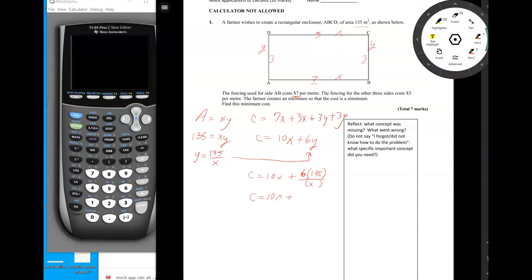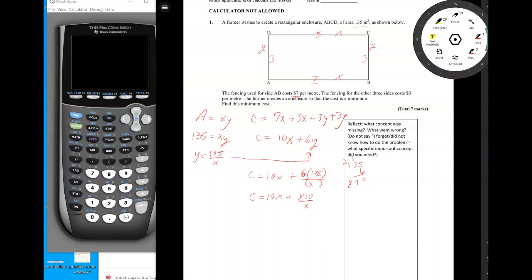Remember, we're not allowed to use the calculator, so I'm going to have to do this manually. 6 times 135 is, let's see, 810. Okay. And this is an optimization problem.